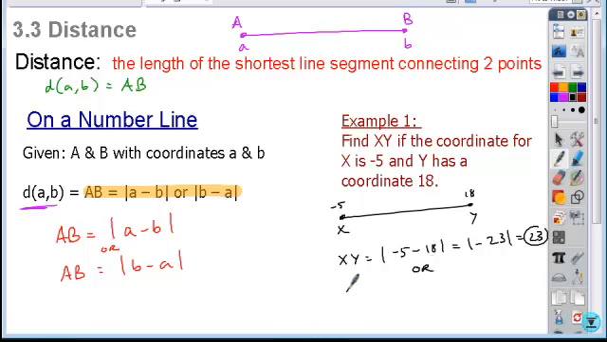Or you could have solved it by putting the coordinates in the other direction. Again, it doesn't matter. So the absolute value of the difference of 18 minus -5, when you subtract, it's equivalent to adding the opposite. So you get the absolute value of 23, which also equals 23.